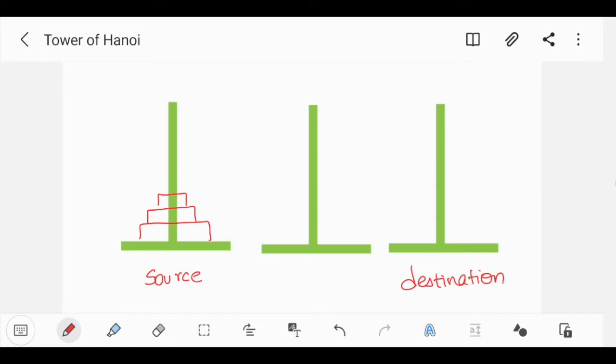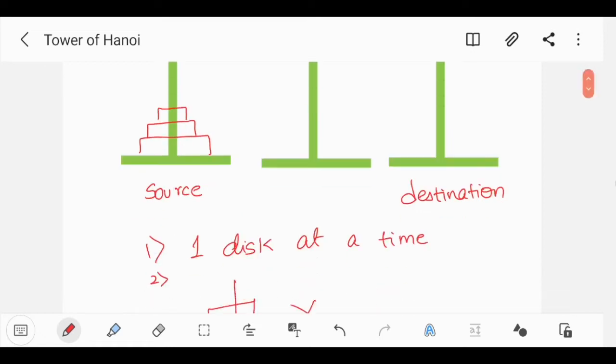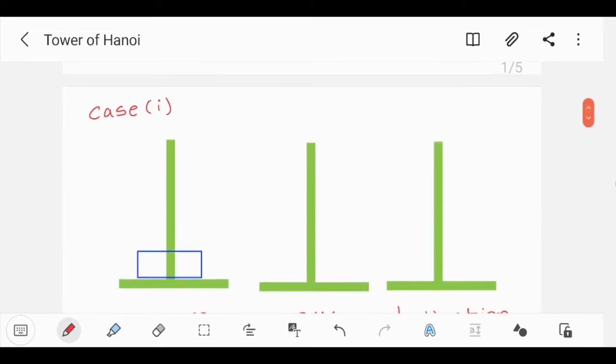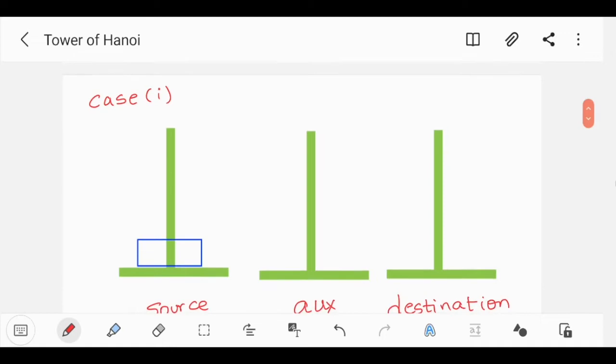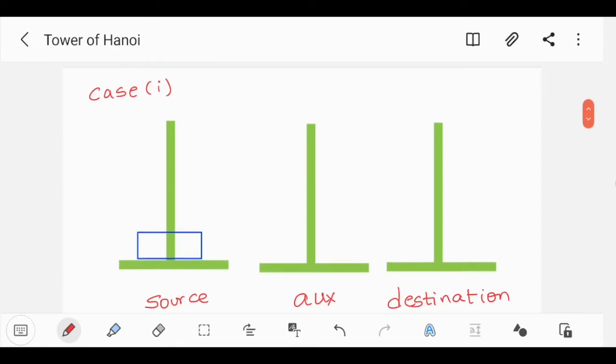We understand that since I have to move one disk at a time, this would involve a series of steps, right? So let's see how I would solve it in the simplest form. Let's talk about a case when there's only one disk being given to us and it's on the source peg. So this is case one. I have one disk, the blue one, placed here on the source.